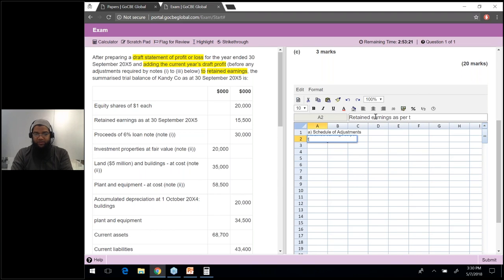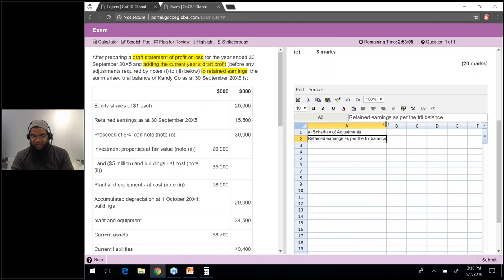As per the trial balance, I've written the values over here, and if I double click on this, it will automatically adjust the column width. And I can even click and drag it accordingly.